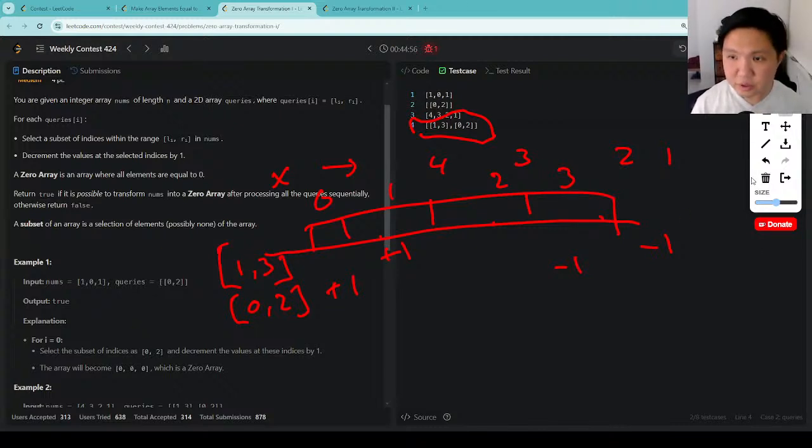Do you think it's a TLE? Is it a TLE or wrong answer? I'm curious. If it's TLE, it's a bit trickier. But if it's wrong answer, then you know it is what it is.